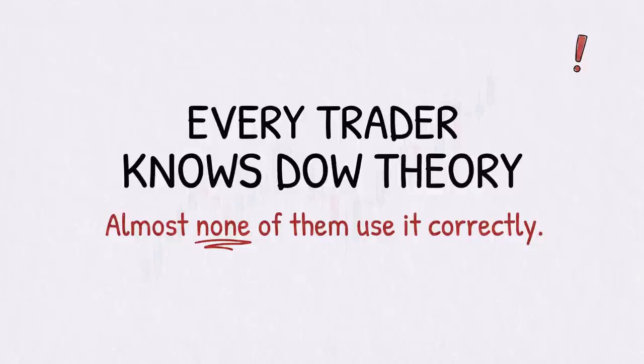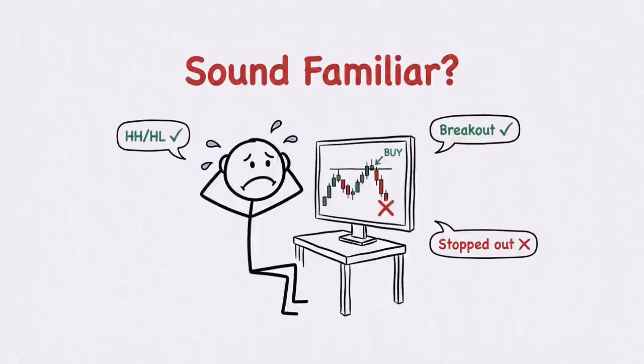Every trader knows Dow Theory. Almost none of them use it correctly. You learned higher highs, higher lows, drew some lines, and got stopped out. Over and over. Price broke the high, you jumped in, and it reversed in your face. Sound familiar? Here's what happened.